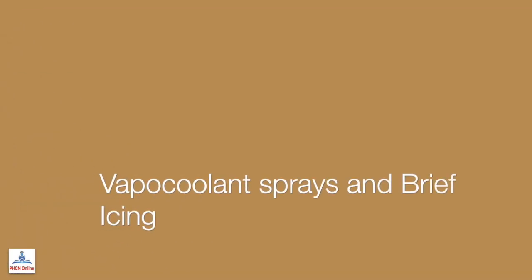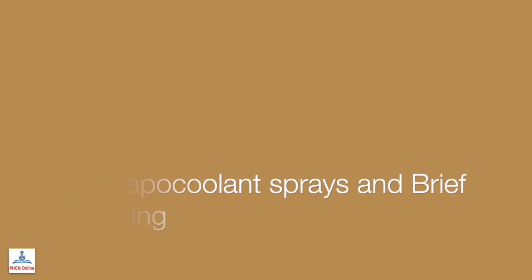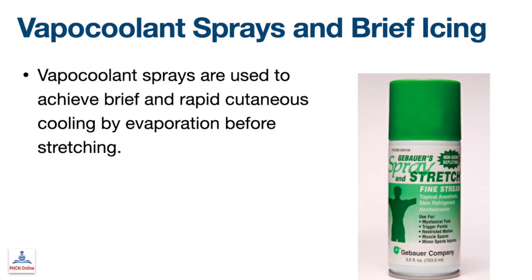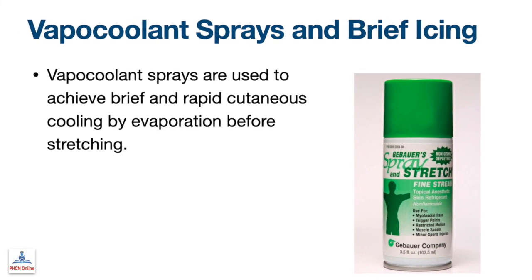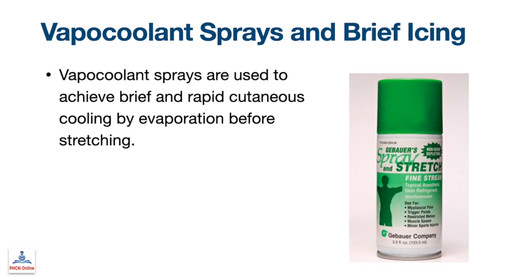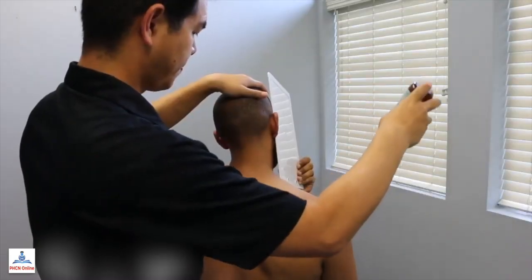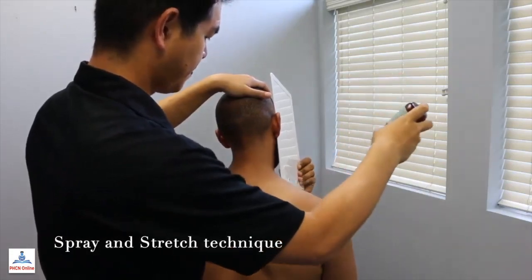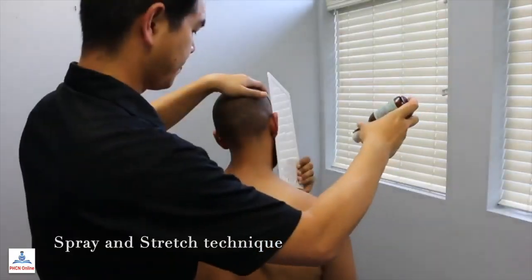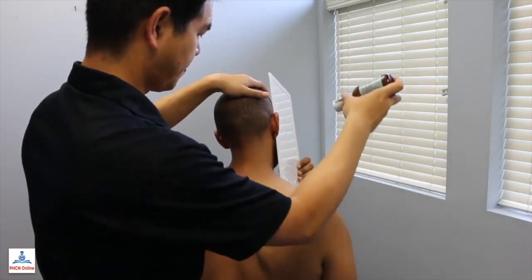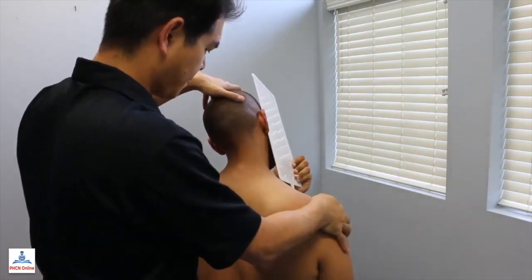Vapocoolant sprays and brief icing. Vapocoolant sprays are used to achieve brief and rapid cutaneous cooling by evaporation before stretching. Rapid cutaneous cooling with a vapocoolant spray is generally used as a component of the approach known as spray and stretch to treat trigger points.